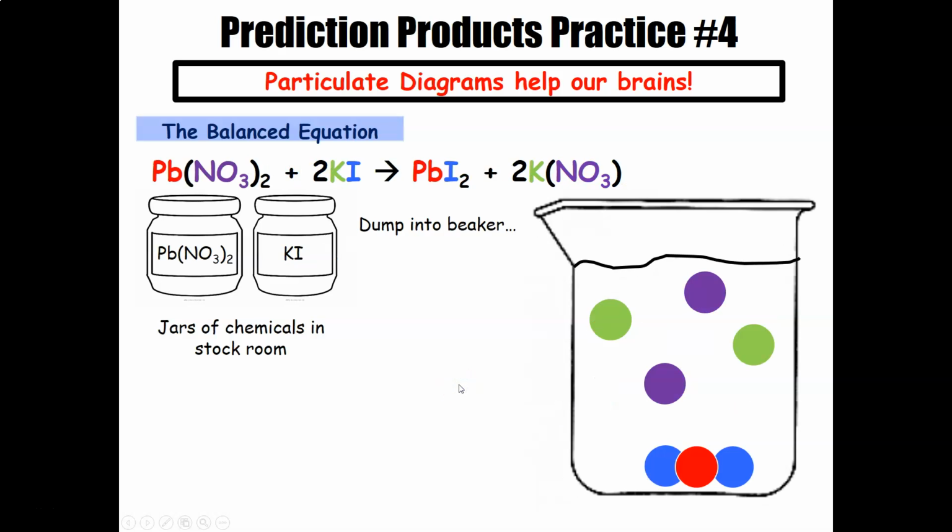This was practice problem number 4. We had lead nitrate and potassium iodide. Lead iodide was insoluble, so you can see it down here, right? Chunked down here as a solid. We have the 1 lead ion bound with the 2 iodide ions. And then we end up with 2 potassium ions and 2 nitrates floating around.